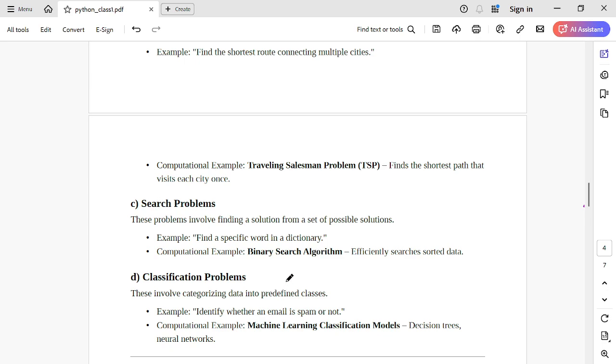Next is the classification problem. This involves categorizing data into predefined classes. Example: identify whether an email is spam or not. So that is known as a classification problem. We are classifying the given data set as to whether this data is spam or not. And computational examples for this are machine learning classification models, decision trees, and neural networks.